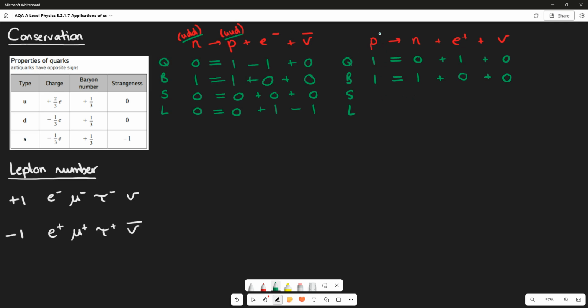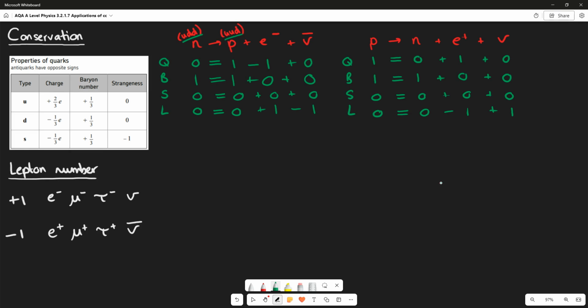Strangeness: we know that there are no strange particles in a proton or a neutron, and the positron and neutrino are not made of quarks at all, so they can't have strange particles. So again, strangeness is conserved. Lepton number. This is not a lepton, this is not a lepton. This is a lepton, and it has a lepton number of -1. This is a lepton, and it has a lepton number of +1.